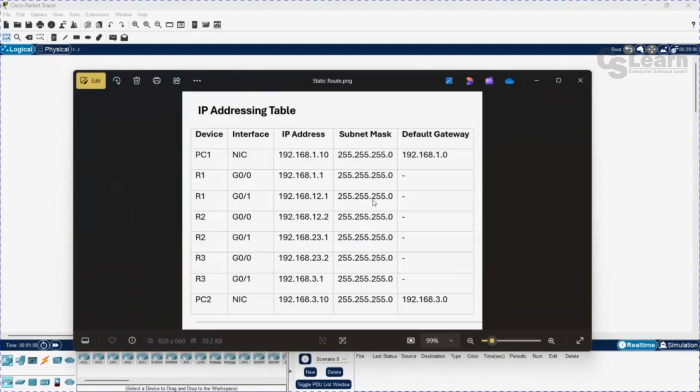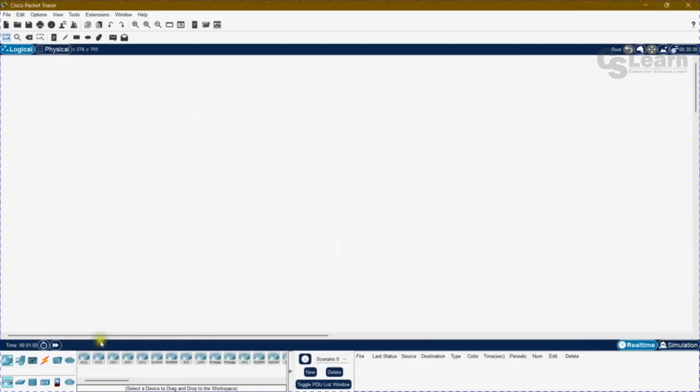Okay, so first in this example we are going to take three routers. I am going to use 2911 routers, three routers for my network, and I'm going to use two PCs. Right now we need to connect them.